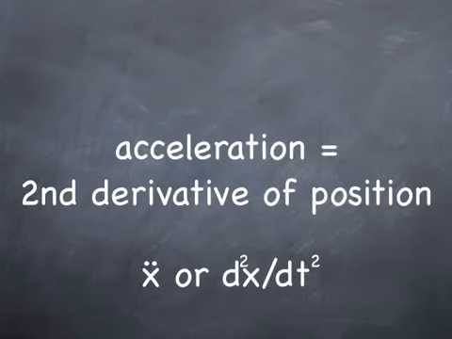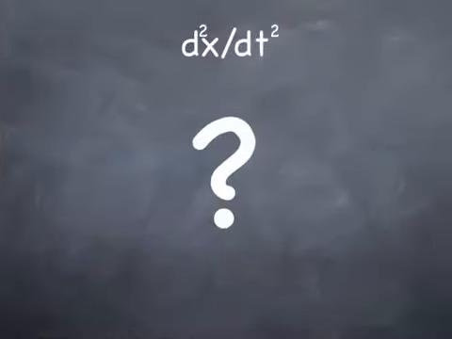Acceleration is the second derivative of position. It is written as x double dot or d squared x / dt squared. d squared x / dt squared? Where did that come from? I will briefly explain where this notation comes from.